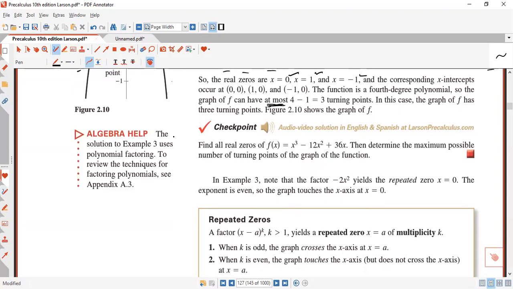In example 3 you may also notice that the factor negative 2x square yields a repeated zero, x equal to 0, meaning x equal to 0, x equal to 0. So this is known as the repeating root. Why? Because we have a square on x. So the exponent is even, and you may see that the power is even. So the graph touches the x-axis only at 0.